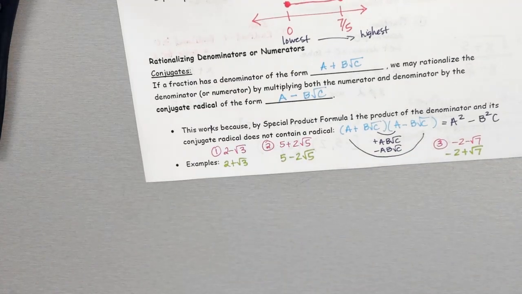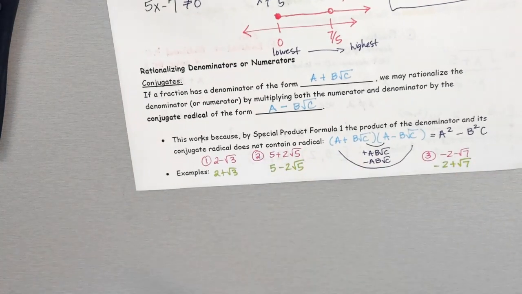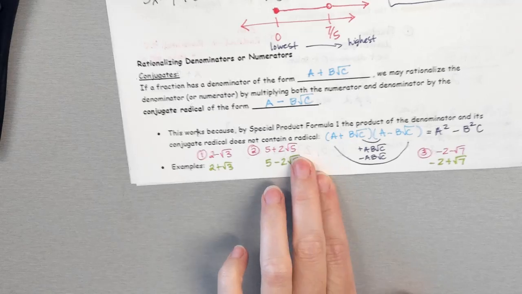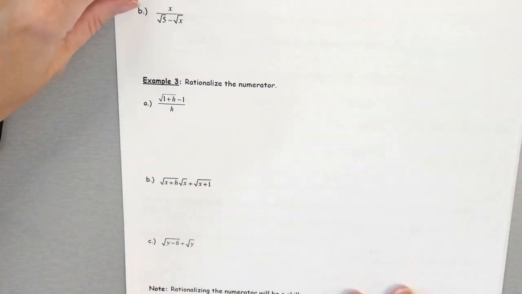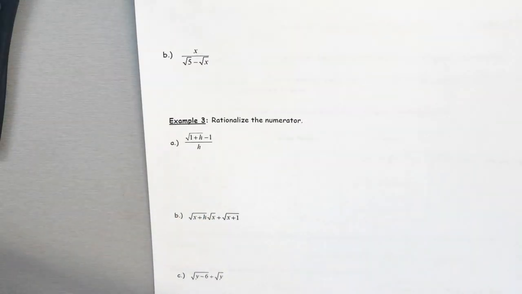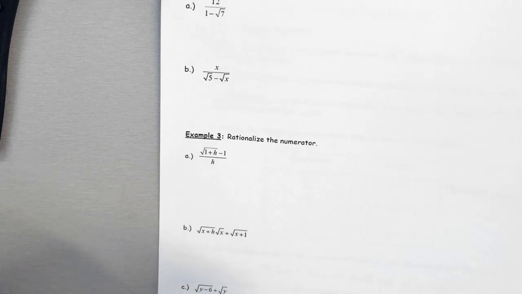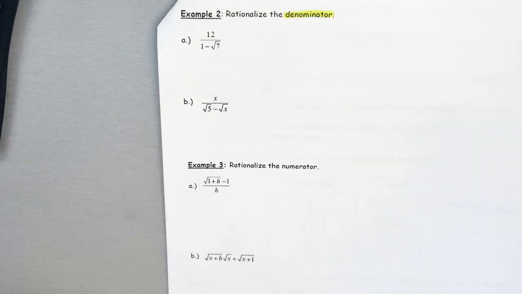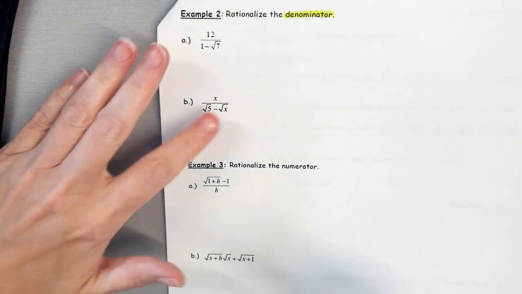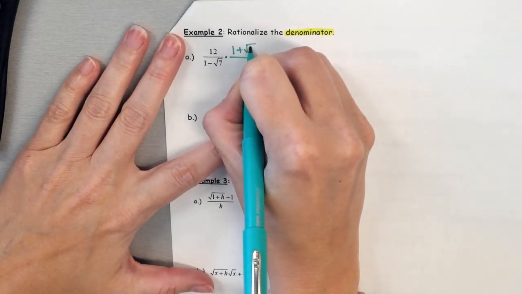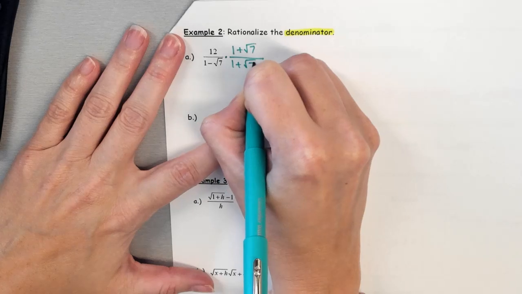All right, let's multiply. So these are different types that you did last year. Okay, and example 2 says to rationalize the denominator. Okay, so we have 12 over 1 minus root 7. So what we have to show is that we're multiplying by 1 plus root 7.